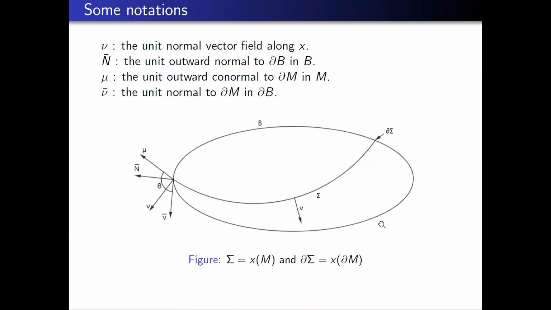Now we give some notations. Here, nu means the unit normal vector field along X, and N bar means the unit outward normal to boundary B in B, and mu means the unit outward conormal to boundary M in M, and mu bar means the unit normal to boundary M in boundary B.